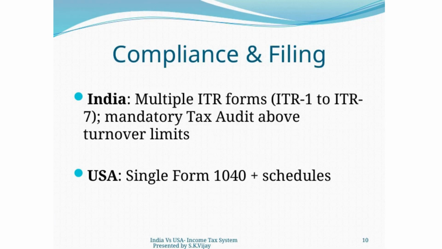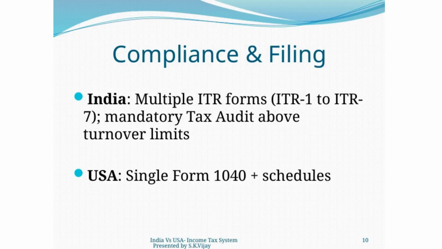Now, let's take a look at the compliance and filing requirements in India and the USA. In India, the system is quite detailed, with multiple ITR forms ranging from ITR 1 to ITR 7, each tailored for different taxpayer categories and income sources. Additionally, there's a mandatory tax audit requirement that kicks in when your turnover exceeds certain limits. This means that larger businesses or those with higher turnover need to undergo a more rigorous audit process, which adds to the compliance complexity.